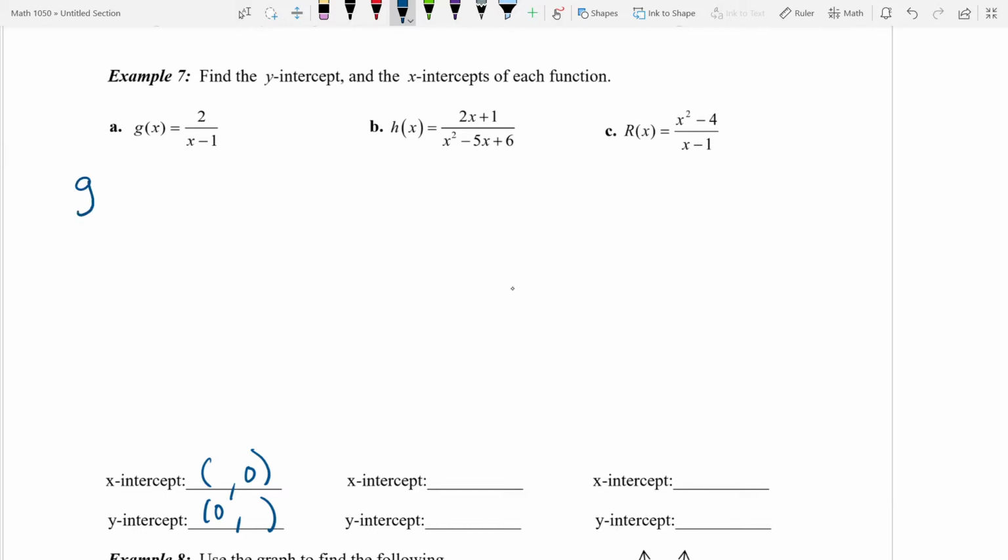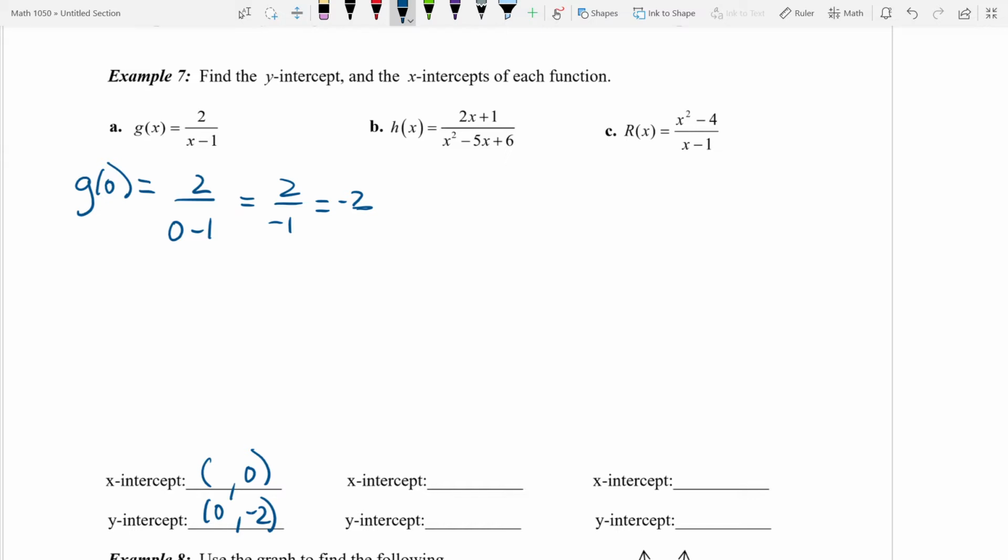Y-intercept, let x be 0. So everybody go, g of 0 is 2 over 0 minus 1. That's 2 over -1, which is a -2. So if x is 0, y is a -2. No twist on that, okay? I'm going to tell you something right now. And if you can understand what I'm saying, it's going to make finding the x-intercept twice as easy.